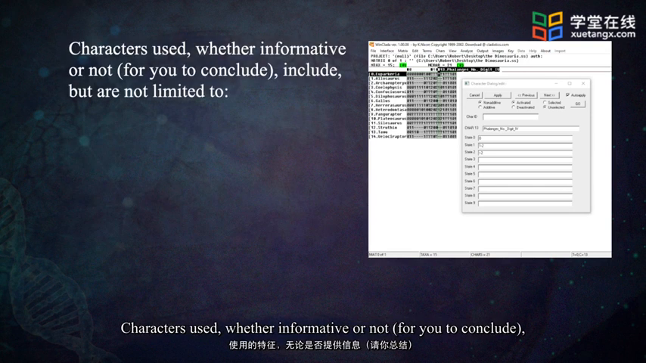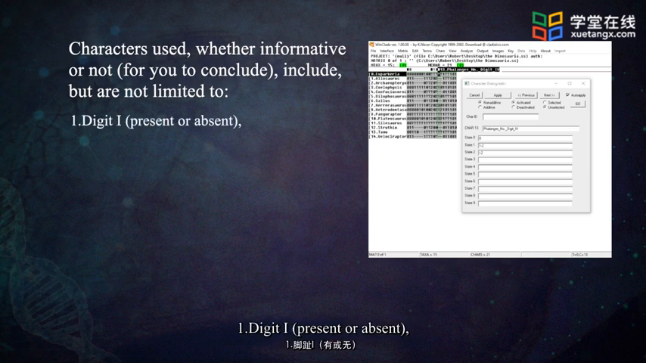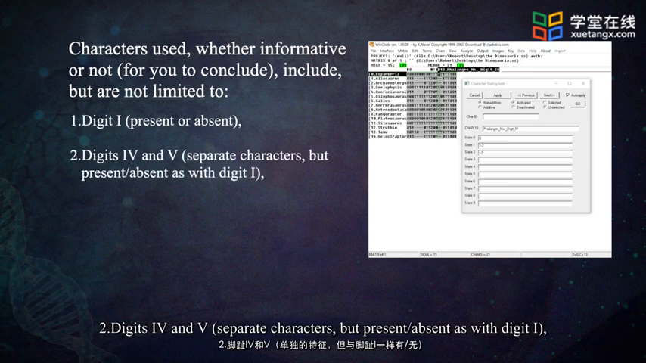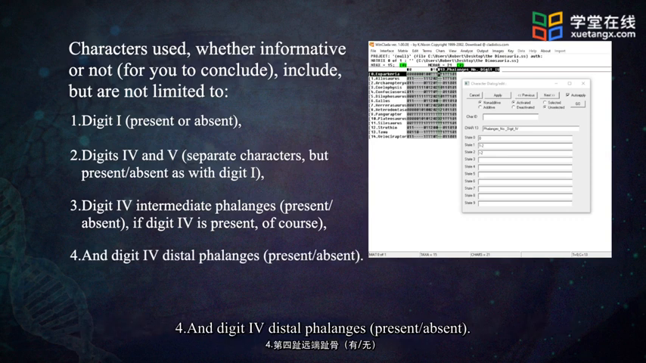Characters used, whether informative or not, for you to conclude, include but are not limited to digit 1, present or absent; digits 4 and 5, separate characters but present or absent as with digit 1; digit 4, intermediate phalanges present or absent, if digit 4 is present of course; and digit 4, distal phalanges present or absent.